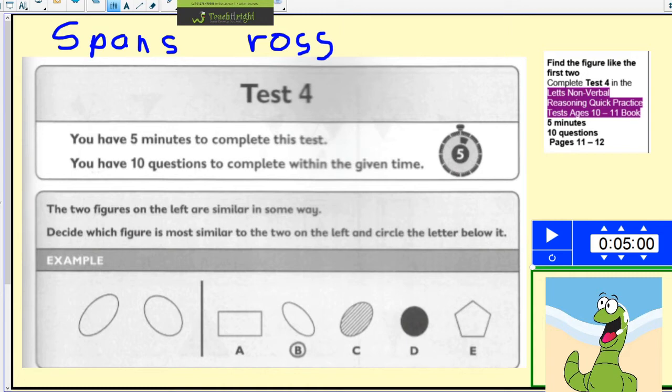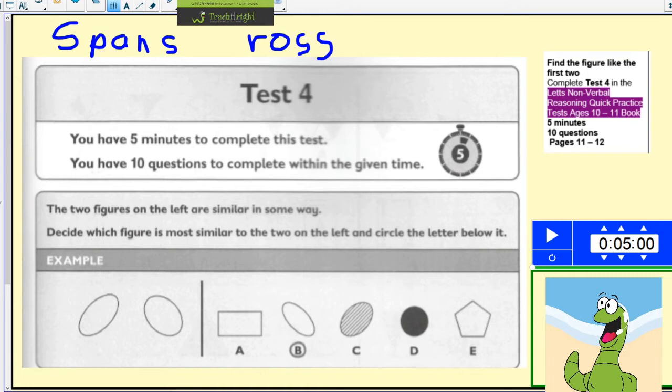Right, so for test 4, the first two figures on the left are similar in some way. Decide which figure is most similar to the two on the left and circle the letter below. So with this, what we need to do is we need to spot the variables that we have in common and then apply those.